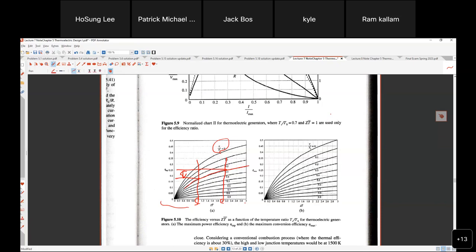I think, let me see. 2500 is TH. TC is 500 K. So what is the ratio? It is 500 over 2500. What is that? Point two. Yeah. So this is about the curve. GT is 3 in 10 years. What is the efficiency? Anyone?